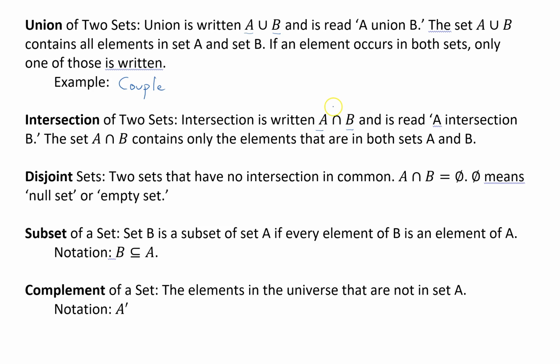This upside down U, I typically think about it as like a capital A, maybe a curved capital A. And the reason I think about it that way is eventually with counting, when we say the word and between two sets, we're talking intersection. So if we think about this upside down U as kind of an and, then it helps us later. It is read A intersection B or A intersect B. The set A intersection B contains only the elements that are in both sets A and B.